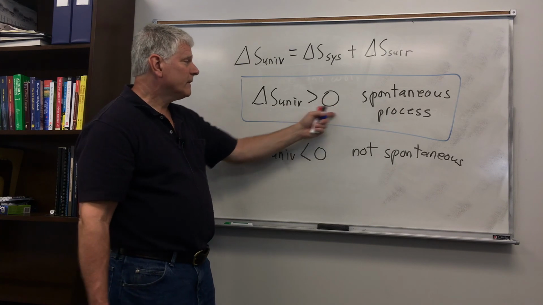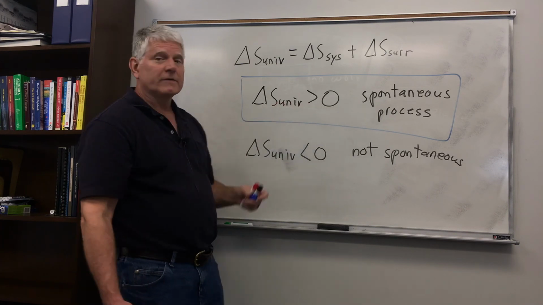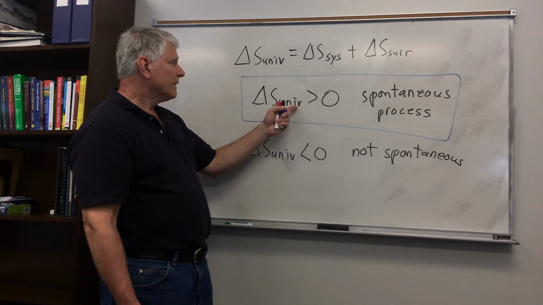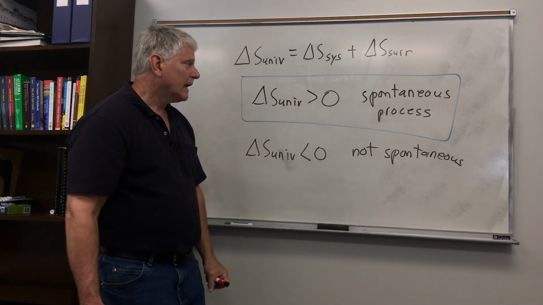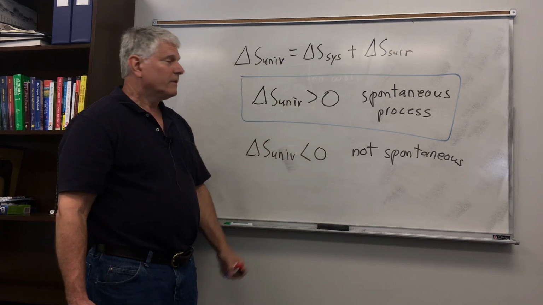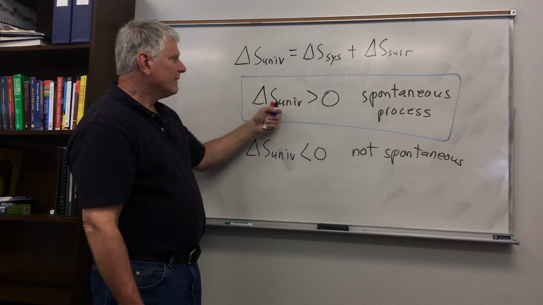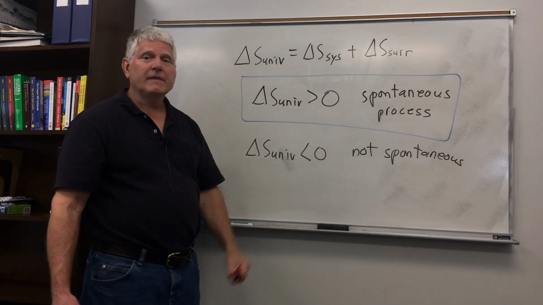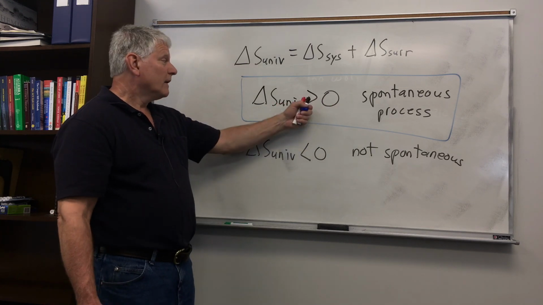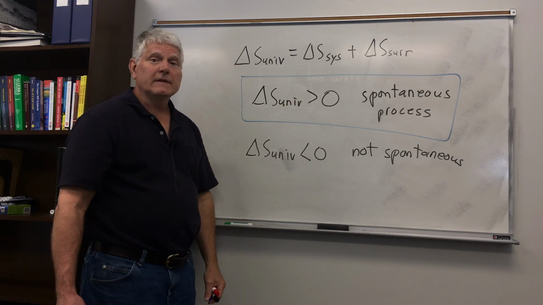So for any process to occur in the universe, for a system that interacts with its surroundings, delta S of the universe has to be positive. So this is kind of an arrow of time. Everything that happens in the universe happens with an increase in entropy.